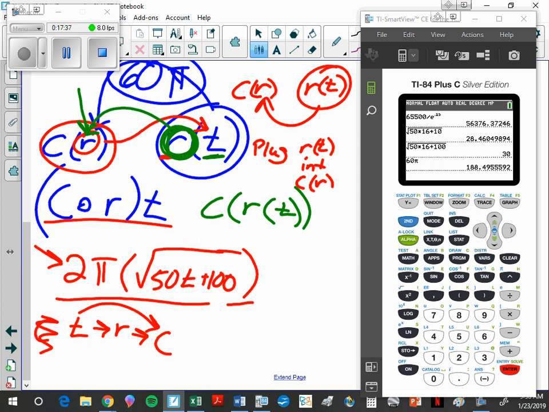So, B, the farmer can only order enough spray to cover a circumference of 300 meters. Using the function that you just created, after how many days will the circumference of the circular region be 300 meters? What do we need to do?